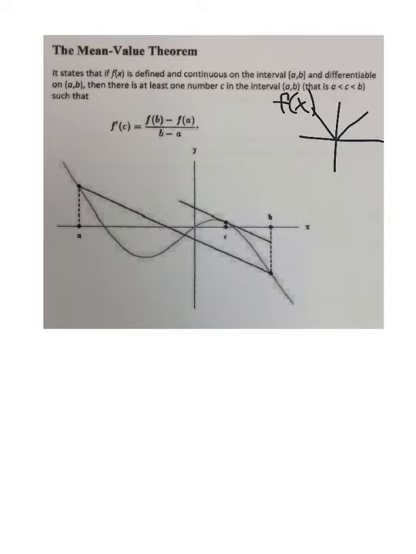All right, and it says, then there's at least one number C between this interval from A to B. Now notice it's open, not including the endpoints, such that blah, blah, blah. Now let me explain what that means. So basically all that means is this.